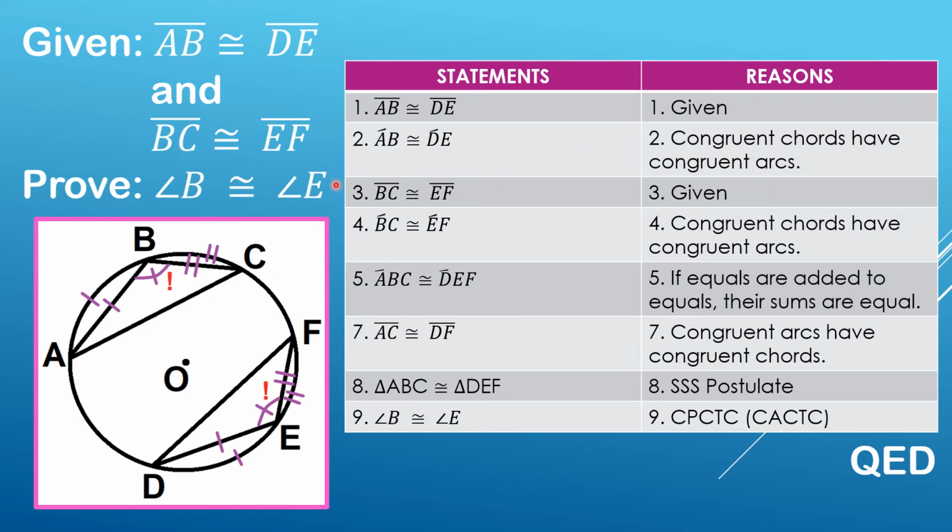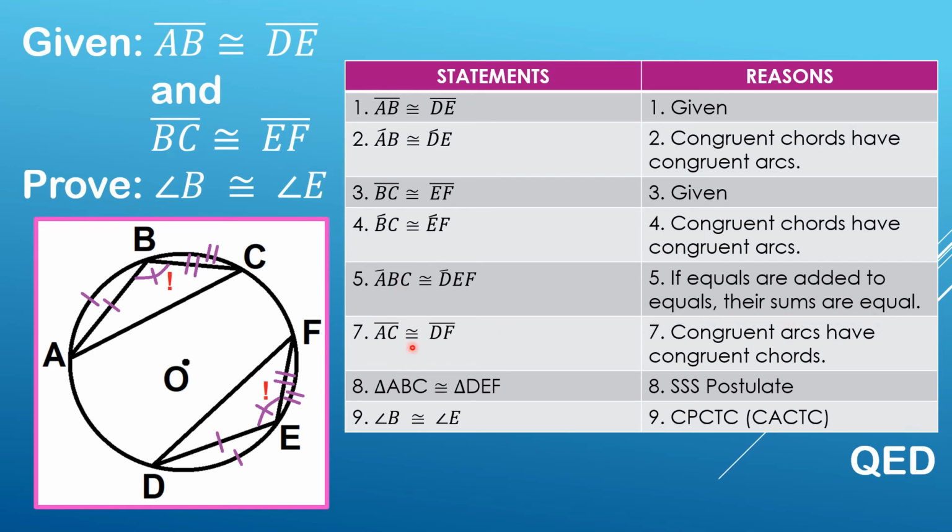Also, another given: line segment BC is congruent to line segment EF, and its consequence is that these arcs are congruent. So arc BC is congruent to arc EF because congruent chords have congruent arcs. Now, as I've said, we can add these two arcs. So arc ABC is congruent to arc DEF because if equals are added to equals, their sums are equal.